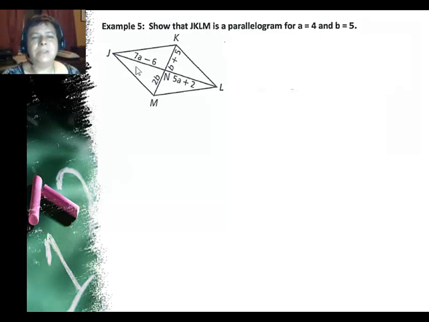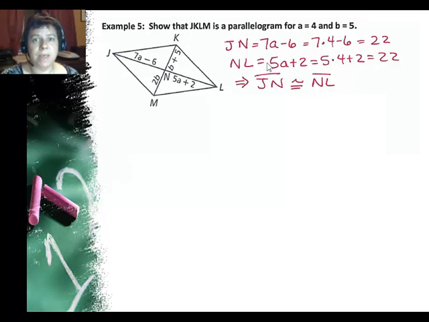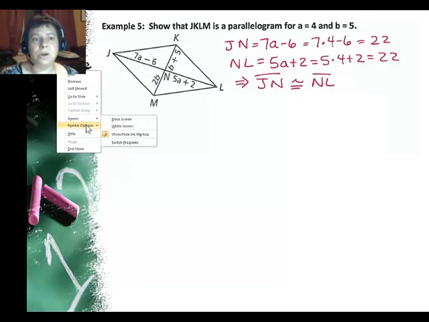Now I'm going to show, this is a pretty simple problem. I just need to show that it's a parallelogram. And don't forget we have all those conditions for showing that. Well, they gave me a lot of information, so I'm going to guess it has something to do with the fact that diagonals of parallelograms bisect each other. So let's go ahead and find the values. I'm going to first look for JN and NL. I just substituted 4 in for A, and for JN I got 7 times 4 minus 6, or 22. For NL, I have 5 times 4 plus 2 is 22. So I can see that this is actually bisected, that those two segments are congruent. So that's a good start.